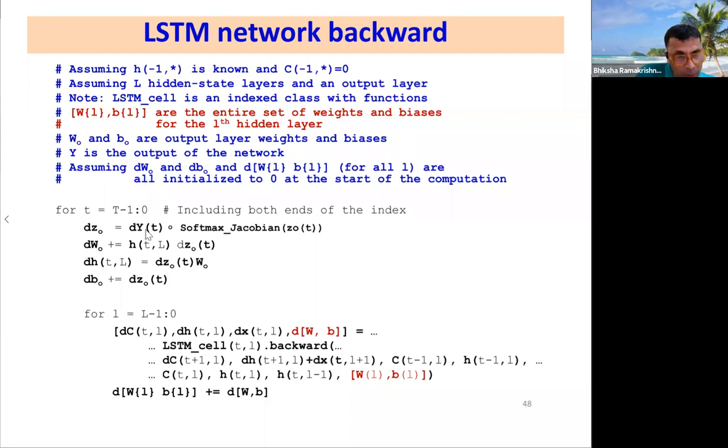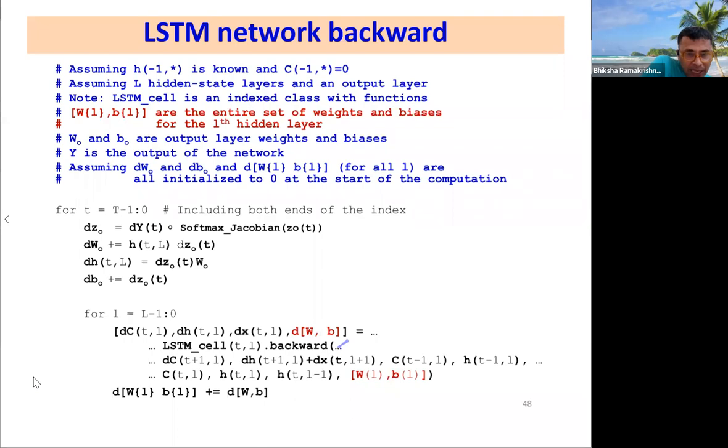And so from that, we can compute the derivatives for the affine input to the output layer at that time. We can also increment the derivatives for the parameters of the output layer. And then you wind your way back through the layers of the LSTM. There's only one interesting modification. All that is happening over here is the LSTM cell backwards.